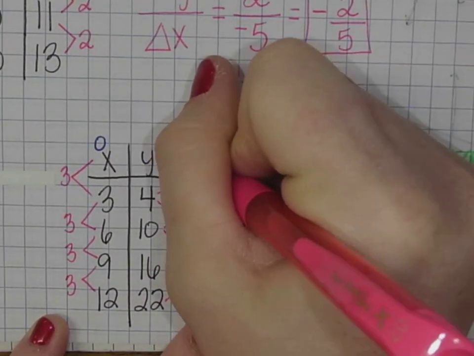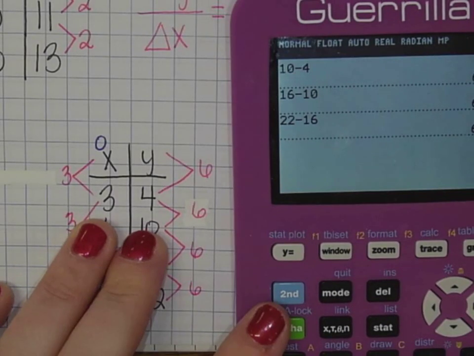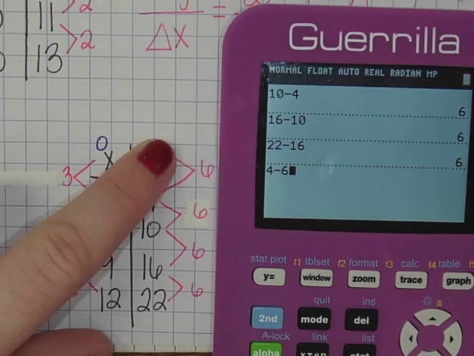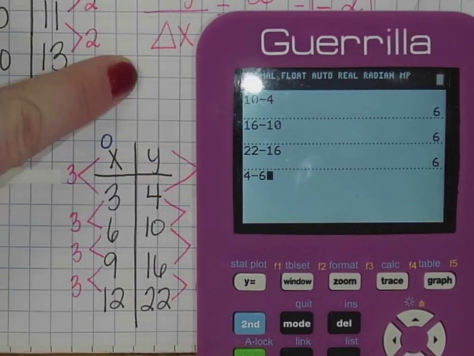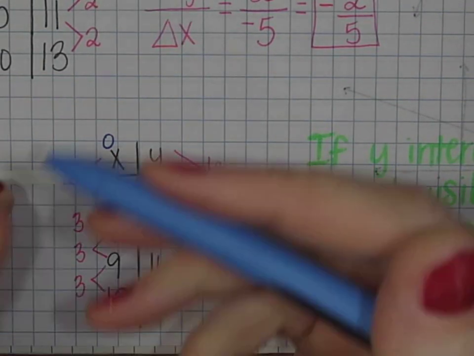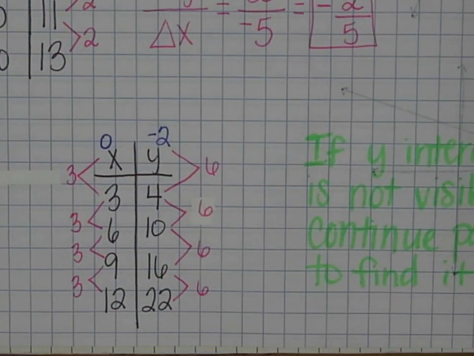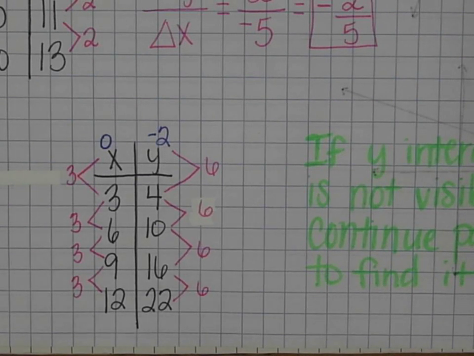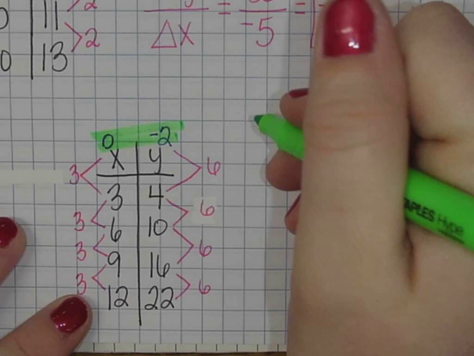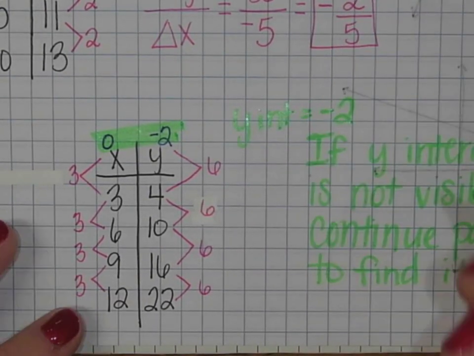So I need to make this one change by 6. So 4 minus 6, because I'm working backwards, so rather than adding 6, I would need to subtract 6. So 4 minus 6 would be negative 2. So then now I can see my y-intercept. Y-intercept equals negative 2.